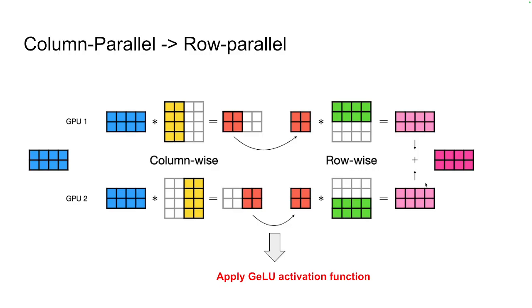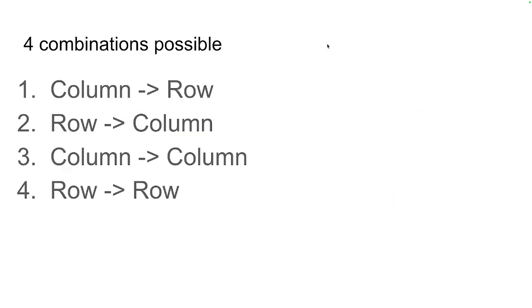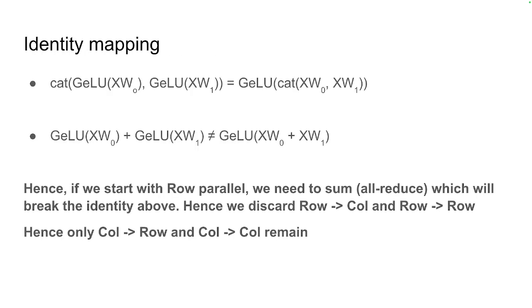So one thing I skimmed over is going over column parallel and row parallel. Now you can visualize that there are four possible combinations. It can be either column and row, row and column, column column, or row row. So we can have four possibilities, but this GELU activation kind of makes it more complicated.